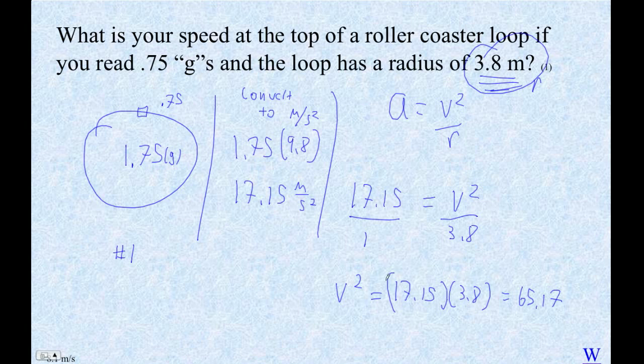So now we got to figure out what v is, right? So oftentimes this is what we have to do, right? Okay, so to figure this out, I guess we square root that, right? So v is the square root of 65.17. So square root the number that's on my calculator, I get 8.07.